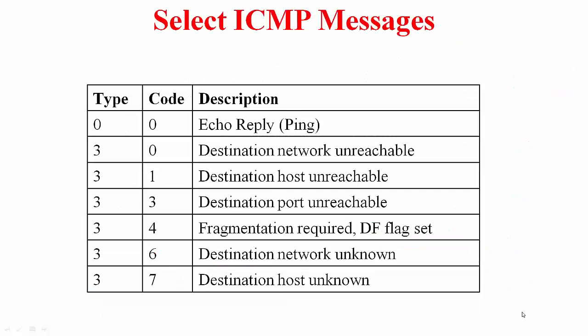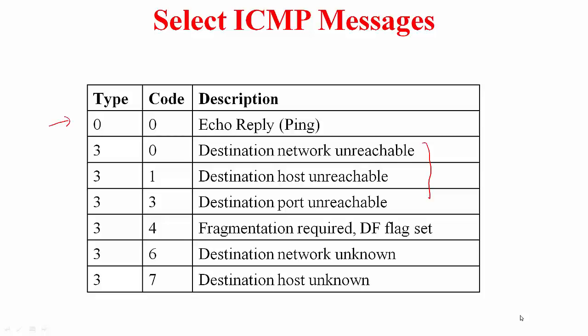So these are the different types of ICMP messages. So there is a type field and code field. I'm only indicating select ICMP messages. There are a lot more messages. When you do ping, it is of type 0, code 0. Whenever you browse the web, you may have seen some of these messages that destination network is unreachable or destination host is unreachable. This is arising because of these types of ICMP messages.